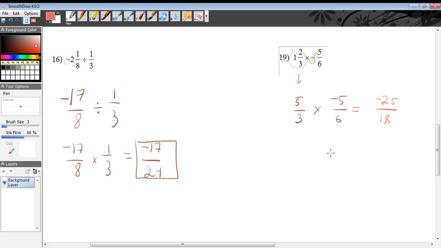Now 18 will go into 25. Actually, it's negative 25. Negative 1 time with a remainder of 7 over 18.